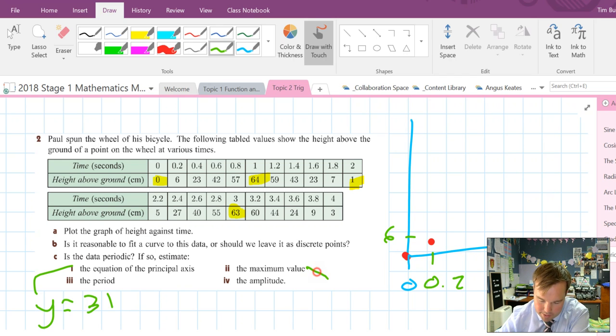Right. What is the maximum value? Well, about 63, 64. So we could estimate that as 63.5 if we want to take the average between them, or anywhere between 63 and 64 would get you the mark. That was going to be a 64.